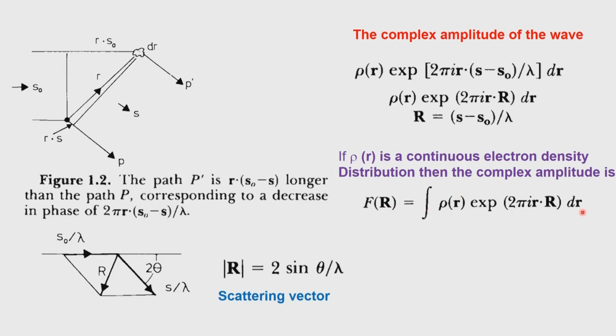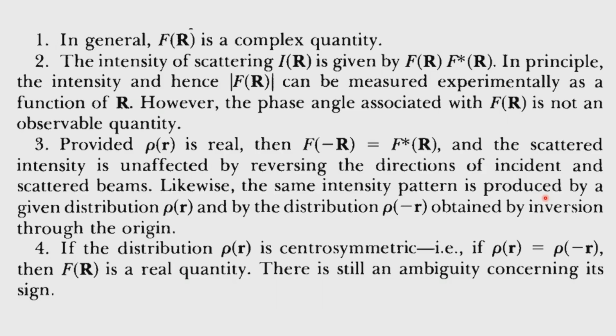This is an integration over rho of r d of r, which is the overall electron density inside the crystal, and this is the modification which gets introduced due to the fact that the atoms are located at different positions inside the unit cell. So you will get different phase changes causing these path differences, which are represented by the scattering vector r. So r is s minus s naught by lambda, and we get f of r equal to this quantity. Let us go to the next slide and find out the properties of f of r.